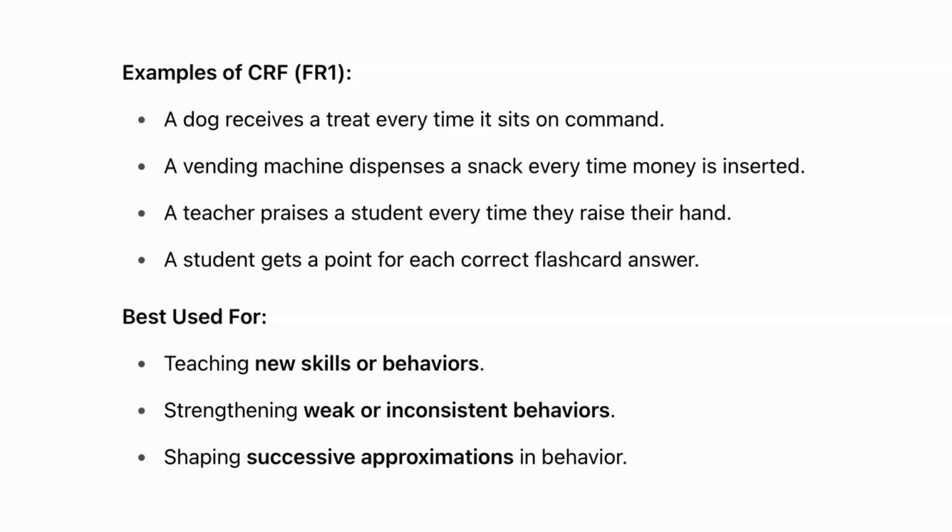Examples of continuous reinforcement: a dog receives a treat every time it sits on command. And again, if you stop giving it the treat, it's going to stop sitting. Or more likely to. Nothing always happens perfectly. A vending machine dispenses a snack every time money is inserted. And this one's a perfect one to think about those extinction ideas.